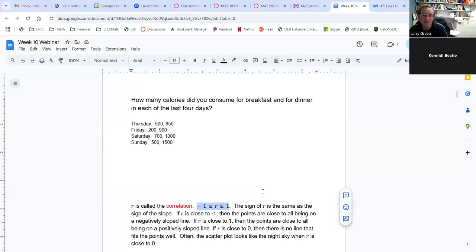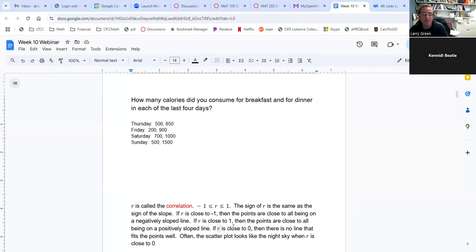Okay. On the other hand, if R is +1, then that means it's going to have a perfect linear prediction with a positive slope, which would mean more calories for breakfast, more calories for dinner. And you can actually come up with a formula for it. We'll get that in a little bit. Okay. If R is 0, that means there's no correlation at all.